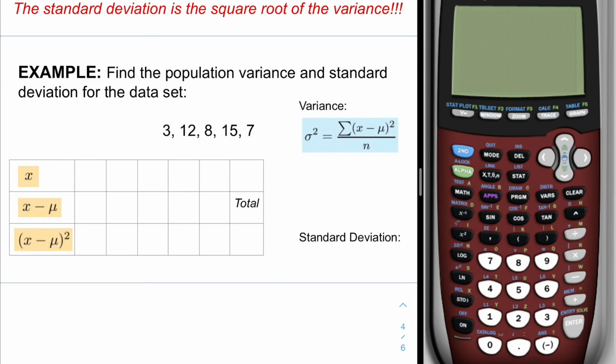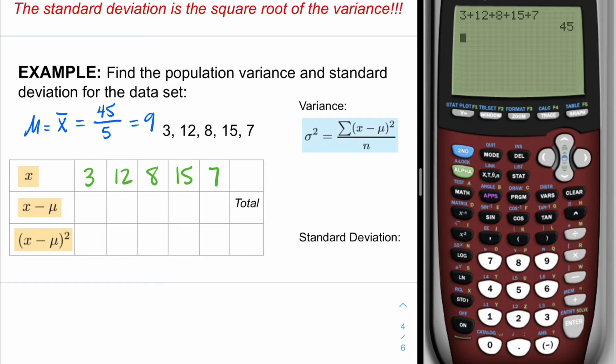The first thing that I want to do here is I understand that I have 5 numbers. So I'm going to list those out for the x because those are my data values. The next thing that I do is I need to subtract my mean from my x value. Well, I don't even know the mean. So what I'm going to do is add up all of these numbers. So I have 3 plus 12 plus 8 plus 15 plus 7, and I end up getting that the sum of those numbers is 45. So mu is the same thing as x bar. I get 45, and I'm going to divide it by 5, which means that my mean is 9.